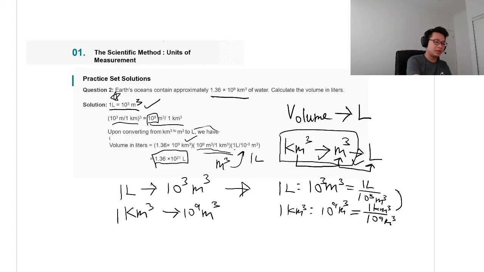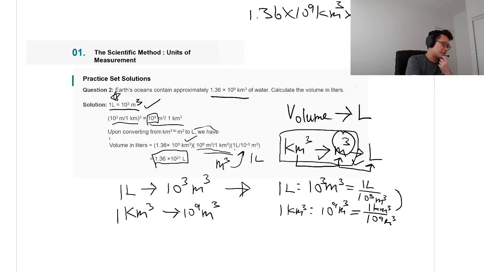All right, so we have a value over here. Let me move it on top. We have 1.36 times 10 to the 9 kilometer cube, and we want to convert it to meter cube. You can see that this is the ratio over here: 1 kilometer cube corresponding to 10 to the 9 meter cube. So we have to multiply by this ratio.